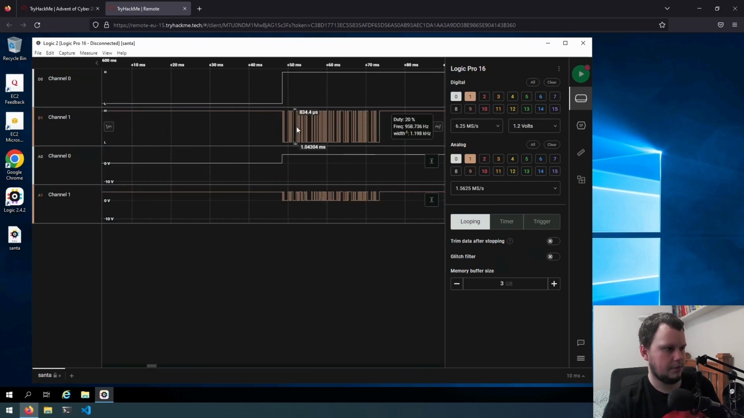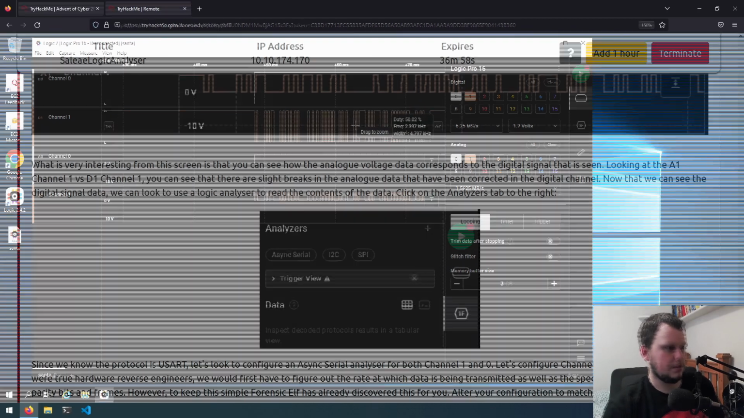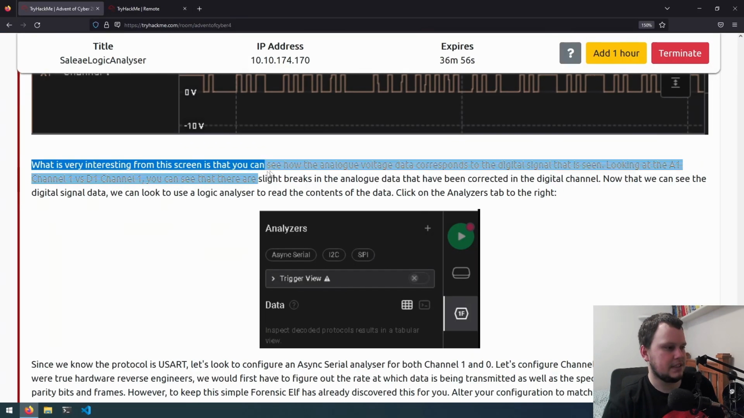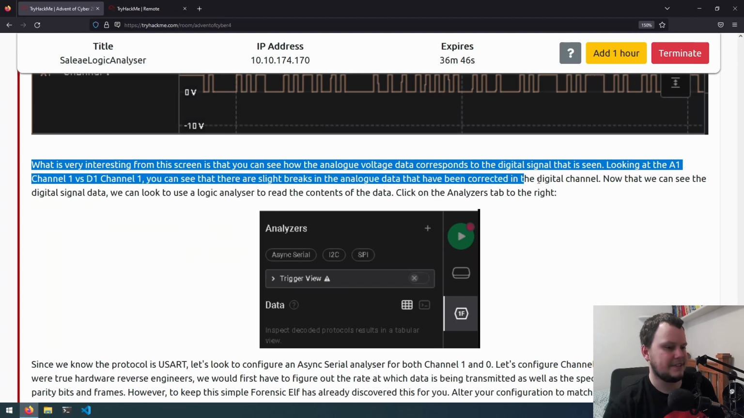Okay, there we go. Now we can see what's going on here. What is very interesting from this screen is that you can see how the analog voltage data corresponds to the digital signal that's seen. Looking at the A1 channel 1 versus D1 channel 1, you can see that there are slight breaks in the analog data that have been corrected in the digital channel.